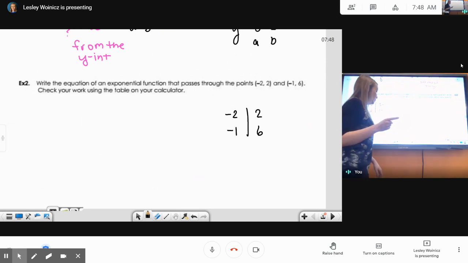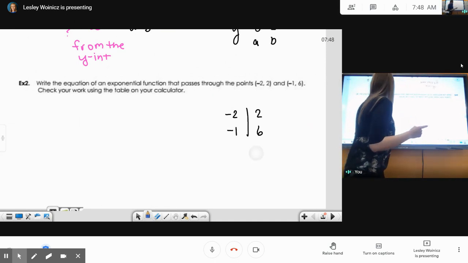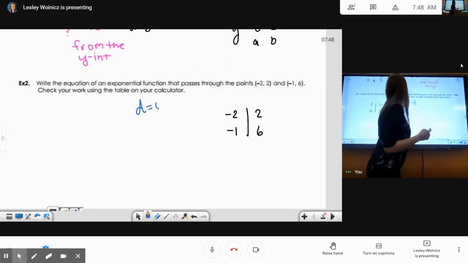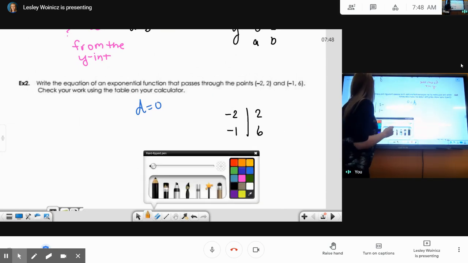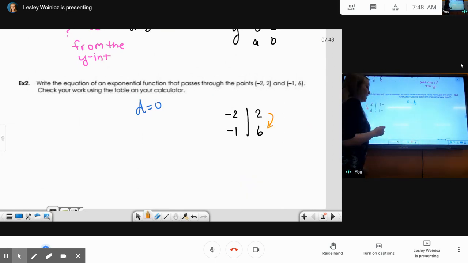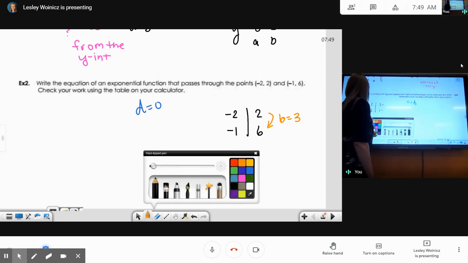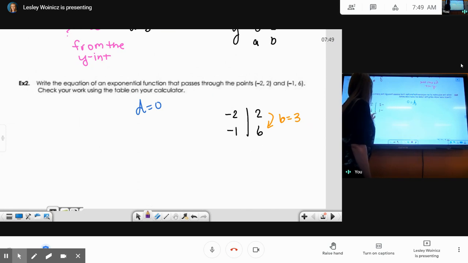Now, I already know that my d is 0. Okay. And now I'm going to multiply to find out my base. So to go from 2 to 6, I'm multiplying by 3. So my base is 3. Okay, so this is the big brain part of today. Am I going to put 0, something up here, or am I going to put 0, something down here? Because I had to make my own table.